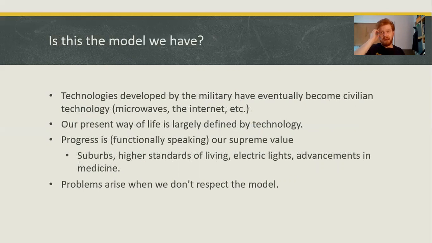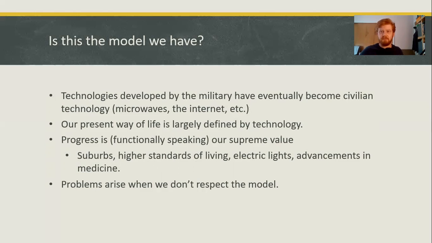And is this the model we have? Well, in a lot of ways, yeah. Things like military technology, which is publicly supported and operates independent of the public, in its origin, with World War II, did kind of operate independent of the actual military structure. These technologies developed by the military did eventually become civilian technologies.